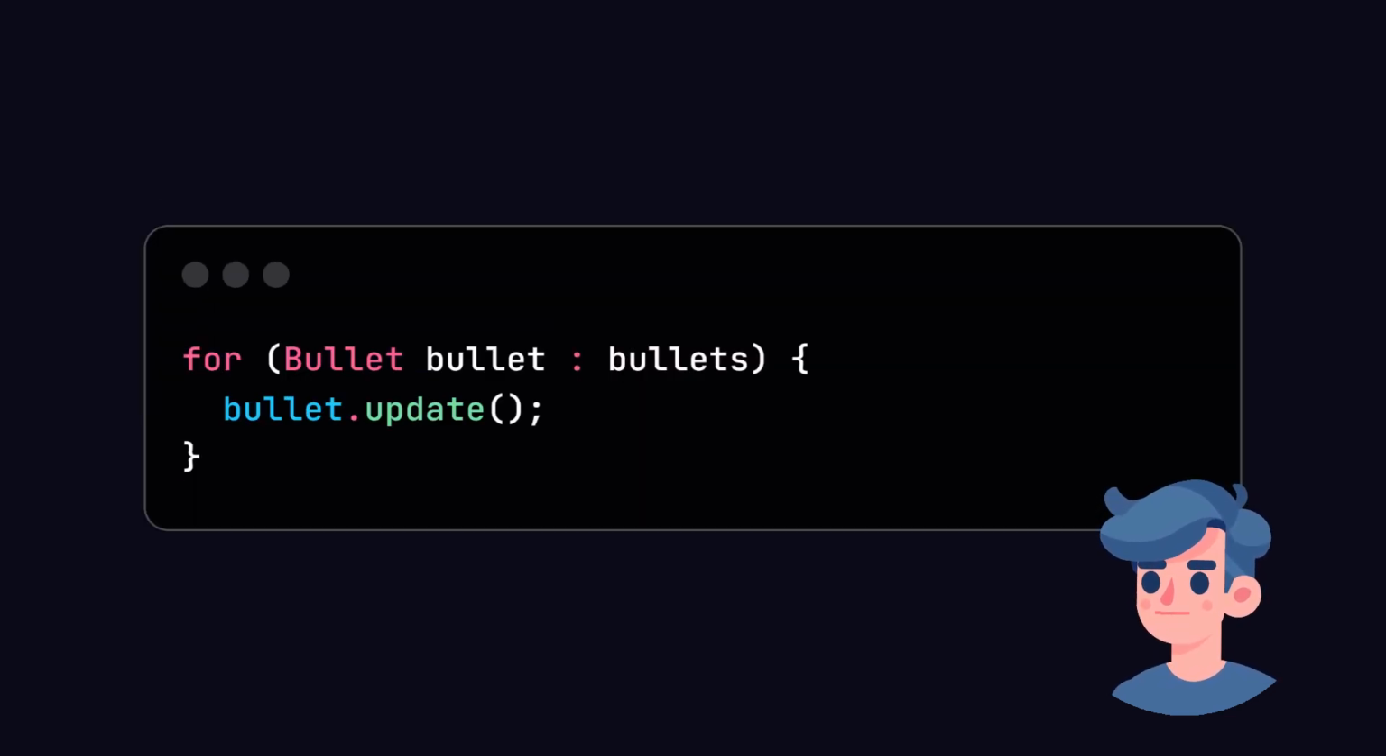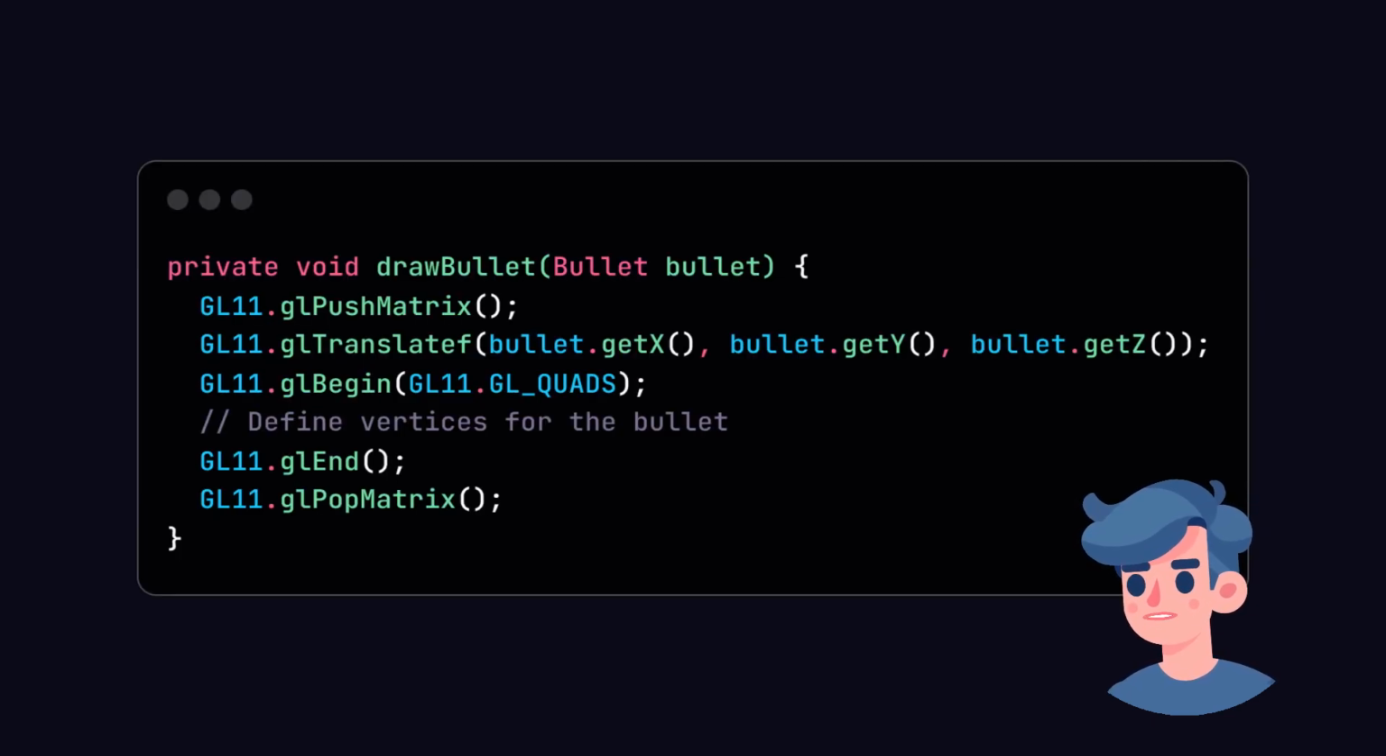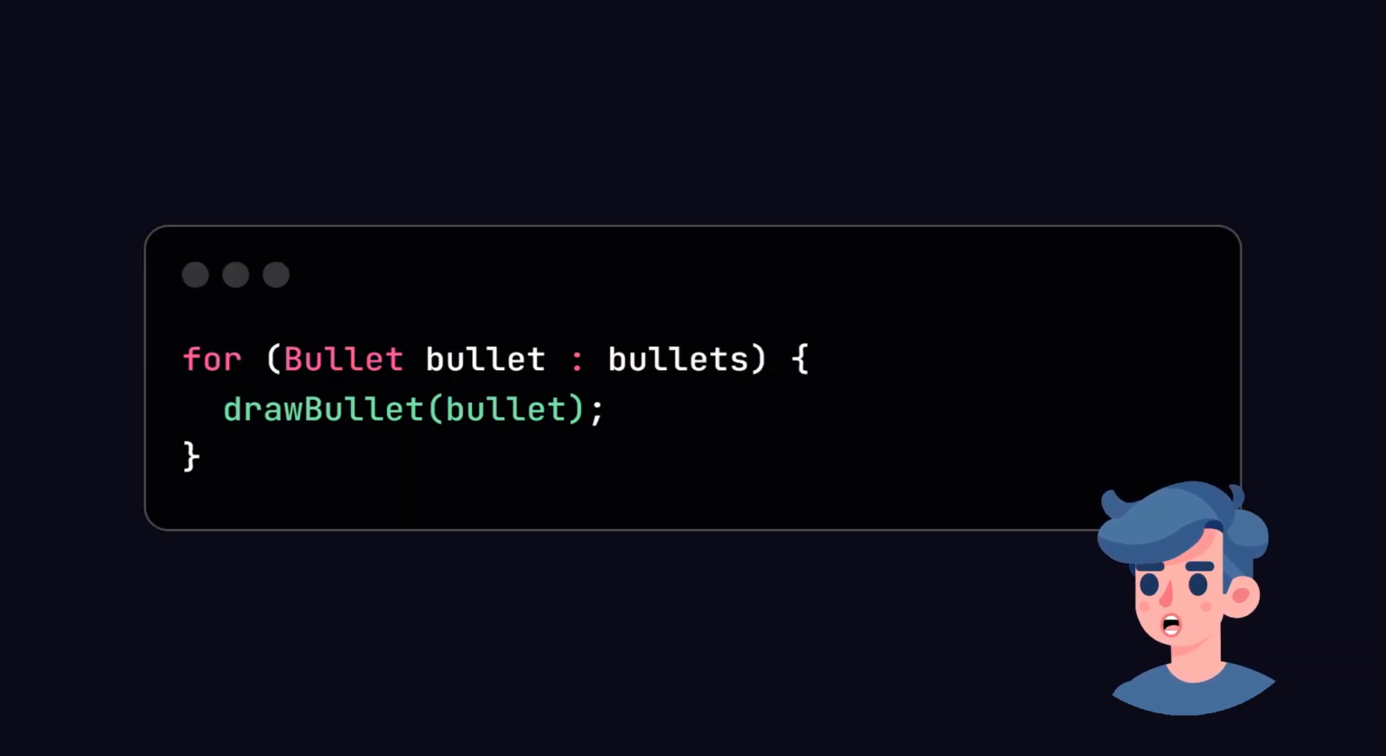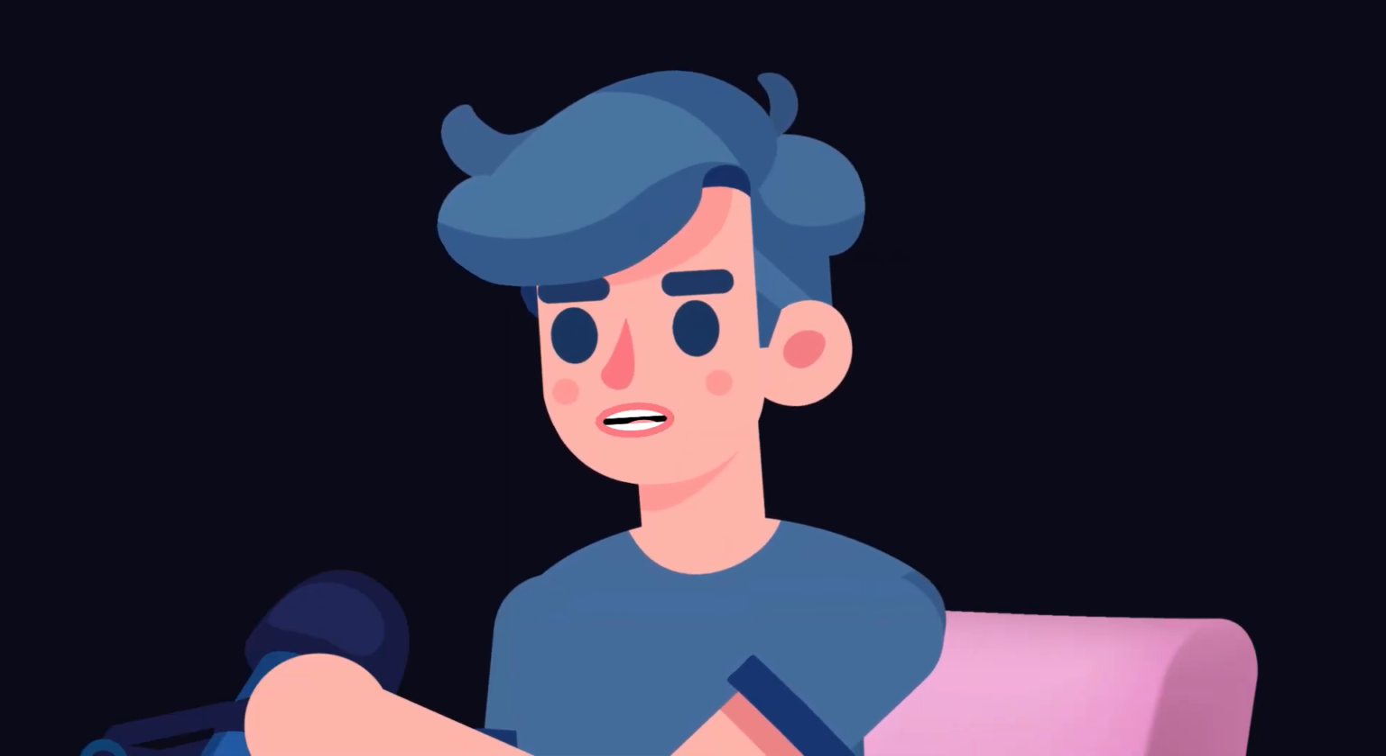In the game loop, we should update and render bullets. First, update their position. Now let's draw the bullets as well. We can render the bullets as simple spheres or cubes. Make sure to call drawBullet for each bullet in your loop. You now have bullets that can be shot in the game.